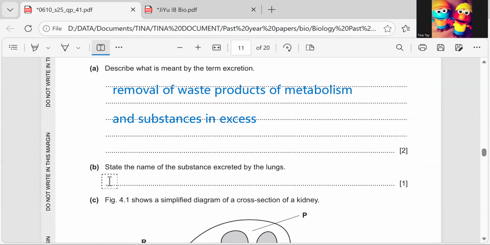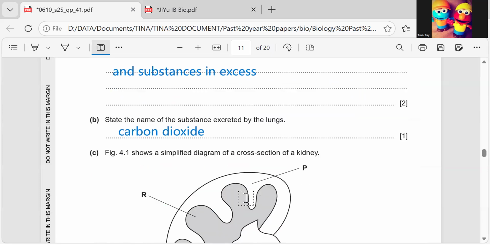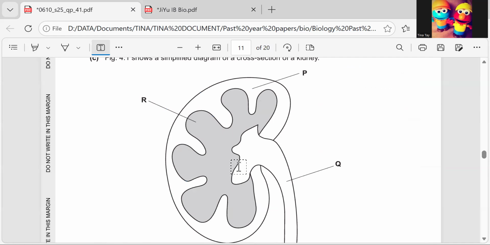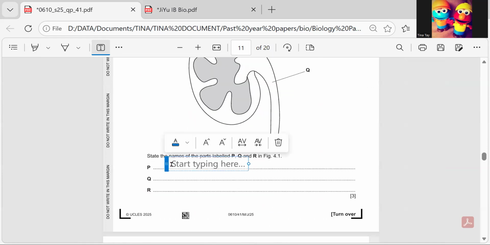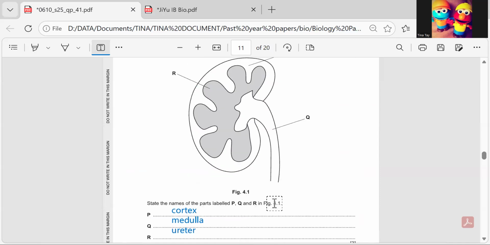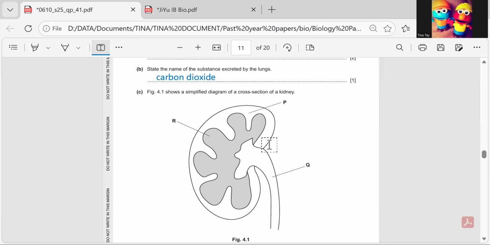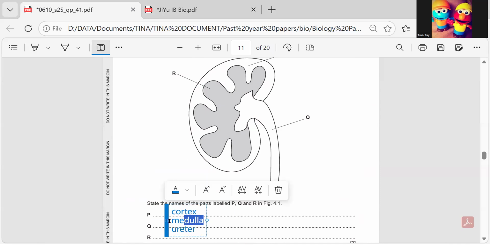Name the substance excreted by the lungs. If you write urea, I'm going to cry. That's it, carbon dioxide. Ready? It is a kidney. What are the parts? Cortex, medulla, and ureter. Cortex has two letters. Ureter.